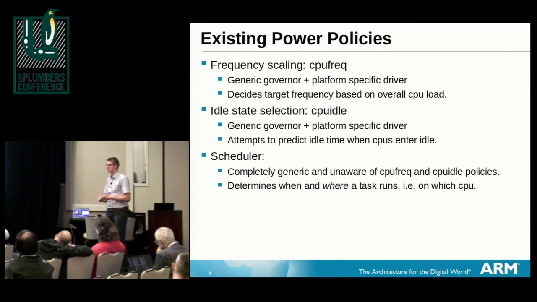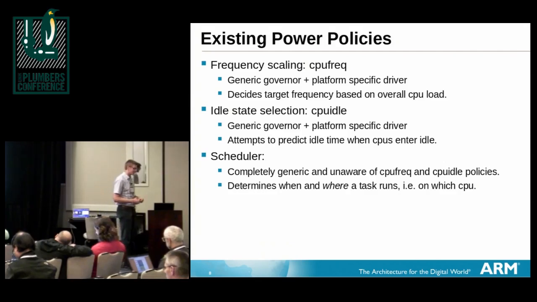And then we have the scheduler, which doesn't really know anything about power topology or how to actually schedule best for power consumption. But it actually determines where tasks are running. So we have an entity that can decide we're going to put work on this CPU, but we don't know if it's power efficient or not. And then we have some framework that tries to adjust frequencies and select the best idle states depending on what the scheduler has chosen. So the idea is maybe we can do better if we integrate scheduling, frequency scaling and idle state selection policies.